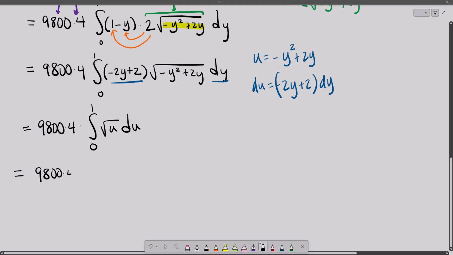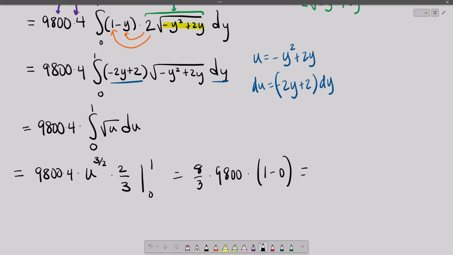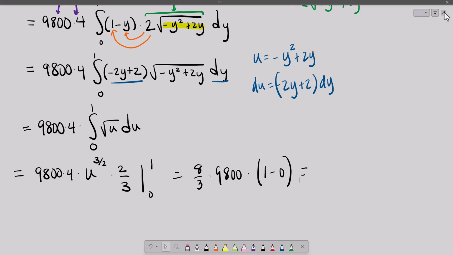So we have 9800 times 4 times u to the 1/2 add 1. That's 3 halves. Divide by 3 halves, multiply by 2/3, from 0 to 1. I'm going to multiply the 4 and the 2/3, so we have 8/3. We'll deal with all this multiplication in a second. Plug in 1, plug in 0. We just get 1. So all we have to do is multiply 9800 times 8/3, and we will have it.